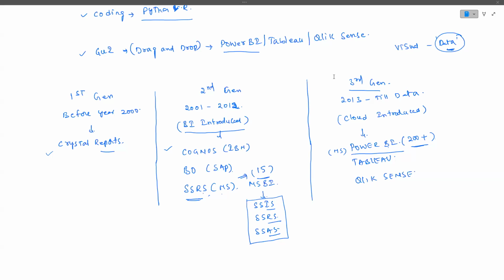Whereas in third generation reporting tools like Power BI, you don't require any prerequisites. You need not know any language like SQL. With basic knowledge of data, you can work with data visualization, guys. So this is about the first generation, second generation, and third generation reporting tools.